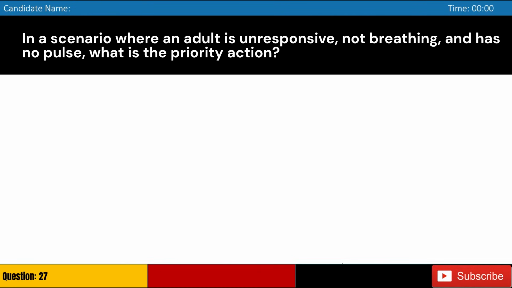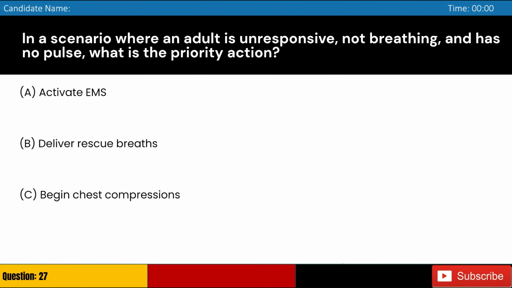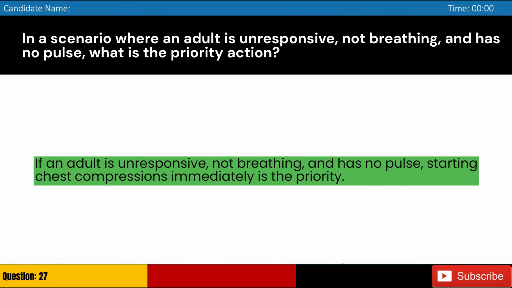In a scenario where an adult is unresponsive, not breathing, and has no pulse, what is the priority action? A. Activate EMS. B. Deliver rescue breaths. C. Begin chest compressions. D. Use the AED. Answer C. If an adult is unresponsive, not breathing, and has no pulse, starting chest compressions immediately is the priority.